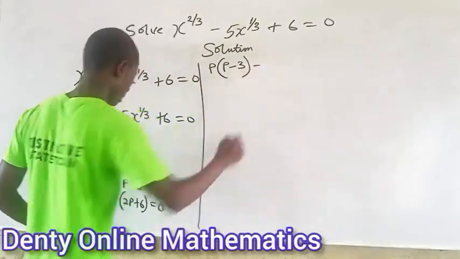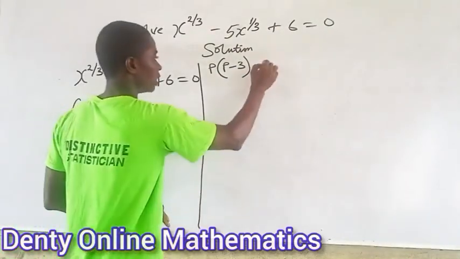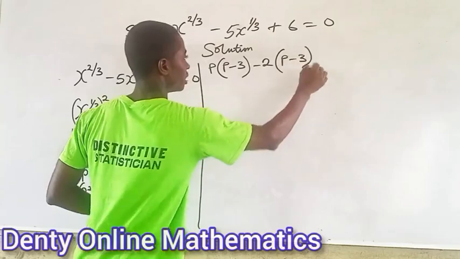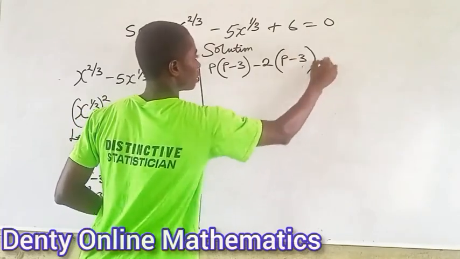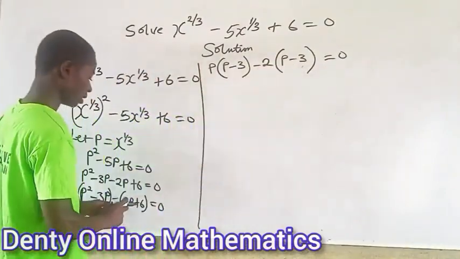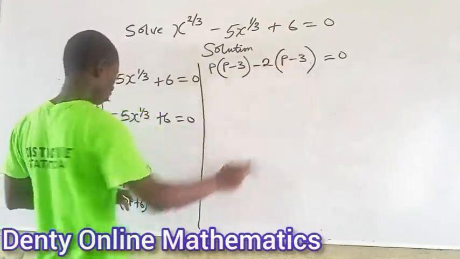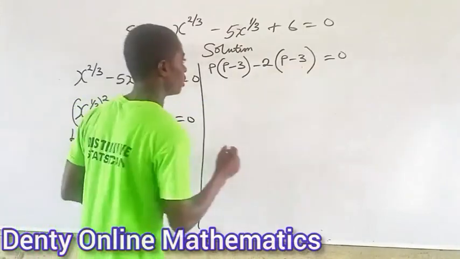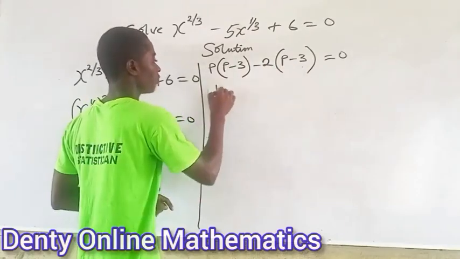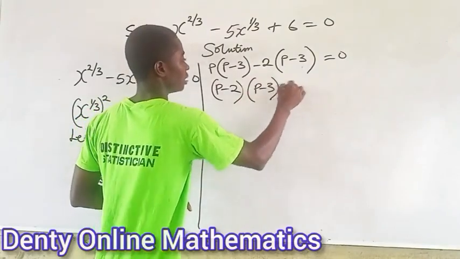Now for the second group, something is common, which is 2, and 2 goes into 6. So I bring out minus 2, and what is left is P minus 3, because minus 2 times P gives minus 2P, and minus 2 times minus 3 gives positive 6. That's plus 6, equal to 0. Now I pick these two outside: I have P minus 2 in one group and P minus 3 in the other, equal to 0.